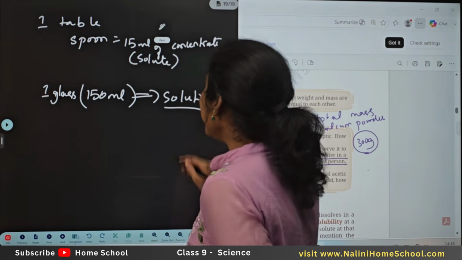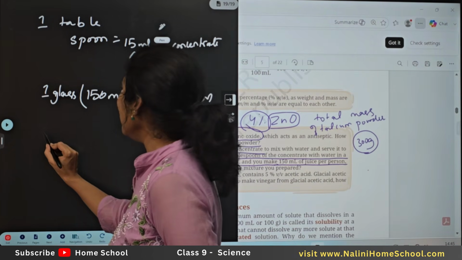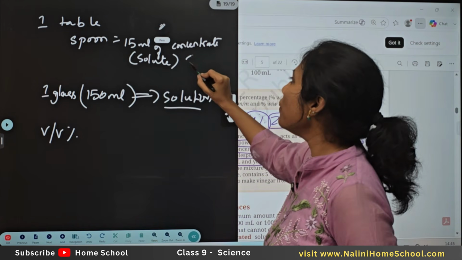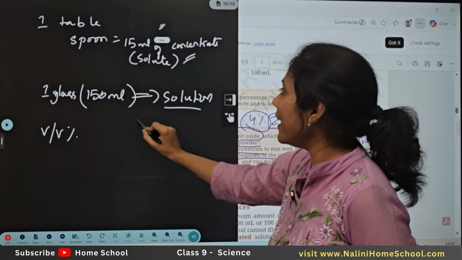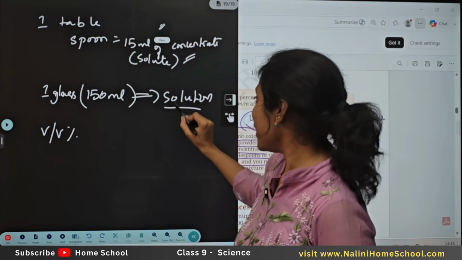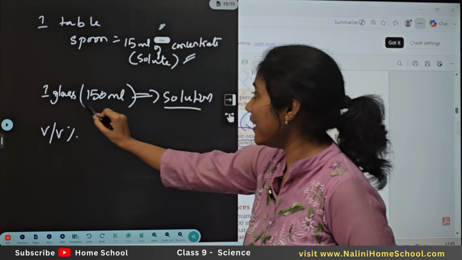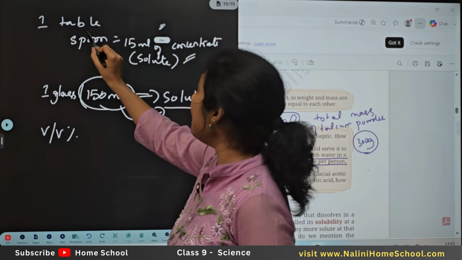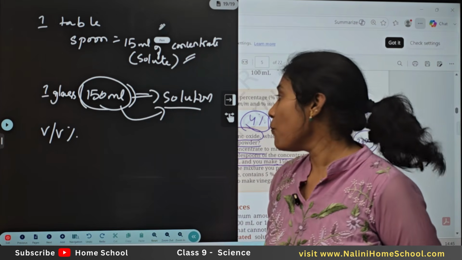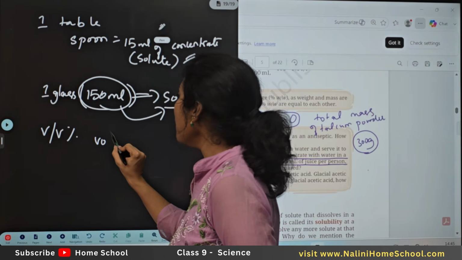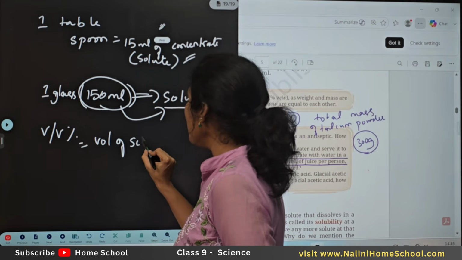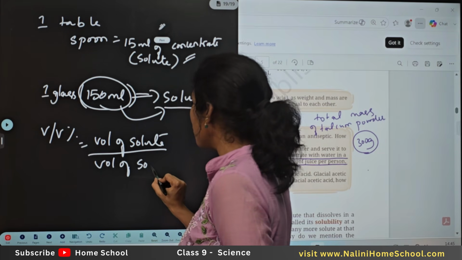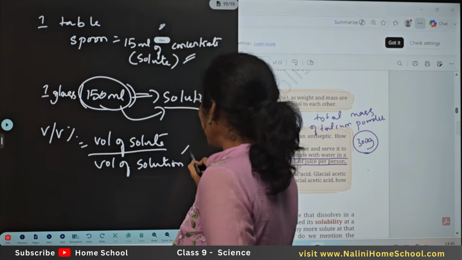Okay, and they are asking you to calculate volume by volume percentage. They have given the volume of solution, isn't it? So 150 ml is the volume of solution and 15 ml is the volume of solute. So what is the formula? Volume of solute divided by total volume of solution, and you will multiply by 100.